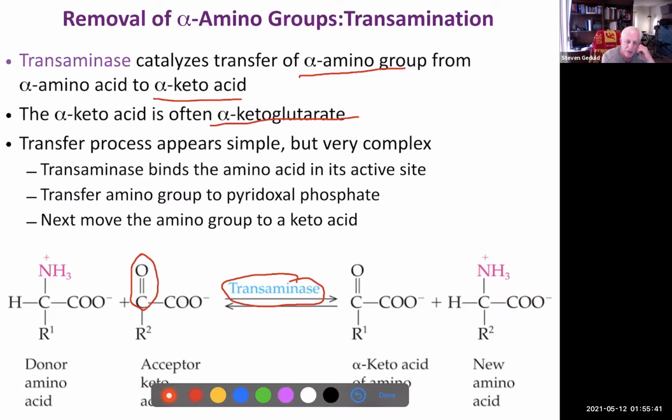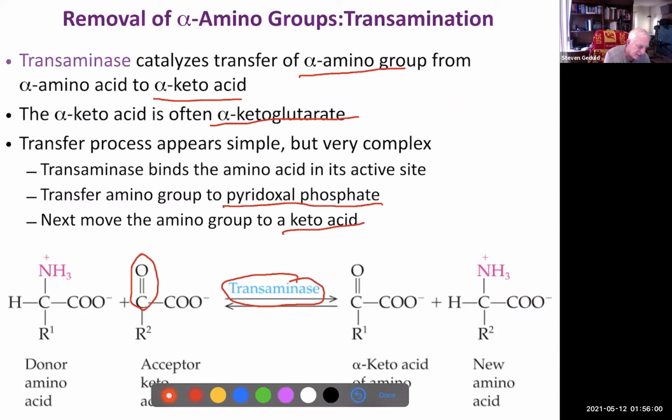Transfer process appears simple, but it's actually really complex. Transaminase binds amino acid to its active site, transfers the amino group to what's called pyridoxal phosphate. Then from the pyridoxal phosphate, it moves the amino group to a keto acid. So the pyridoxal phosphate is an intermediate step.